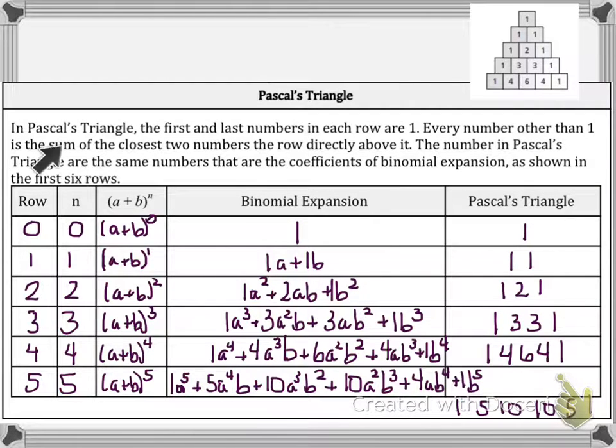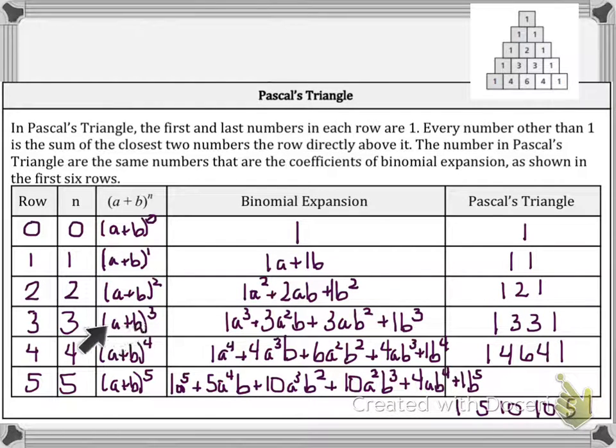The numbers in Pascal's triangle are the same numbers that are the coefficients of binomial expansion, as shown in the first 6 rows. So looking here, that's row 0, because anything to the 0 power is 1. So that applies to the 1. Then we have row 1, that's a plus b to the first power. So it's 1a plus 1b, and then that's 1, 1, and so forth. And this one we know. We have 1a squared plus 2ab plus 1b squared. That's 1, 2, 1. We took a look at this the other day.